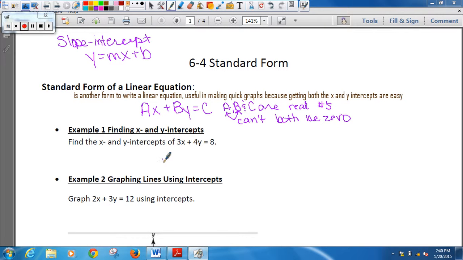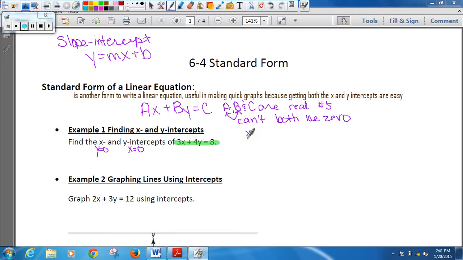So if we look at example 1, it gives us the equation here in standard form: 3x plus 4y equals 8. And it wants us to find the x-intercept and the y-intercept. In order to find the x-intercept, remember the x-intercept is where y equals 0. The y-intercept is where x equals 0.